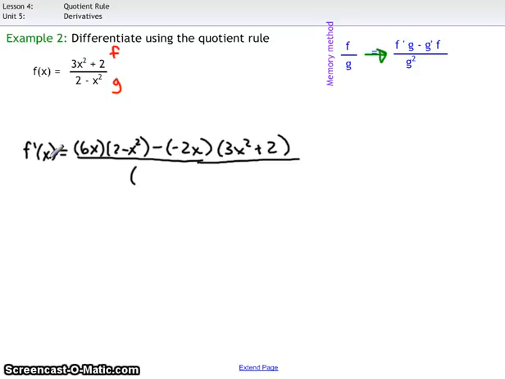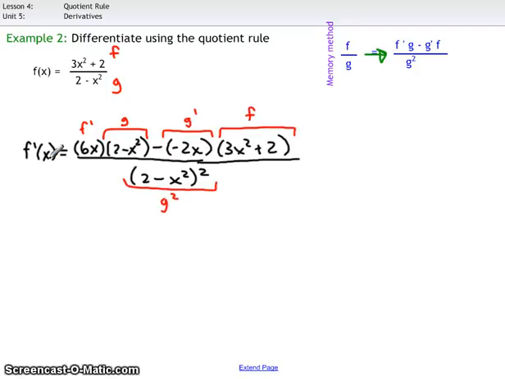Try that again, all over the bottom squared. Okay, and I'm going to go ahead here and write in some letters. So this part is f prime, that part is g, this part is g prime, that's f, and notice here this is over g squared, okay? Not the derivative, just straight up g whatever it was to begin with.